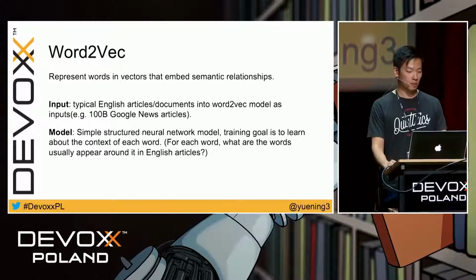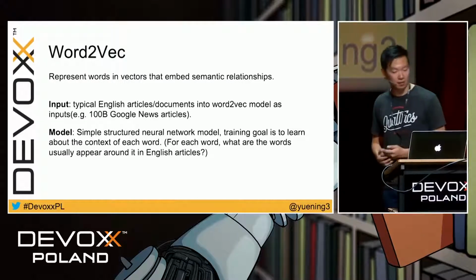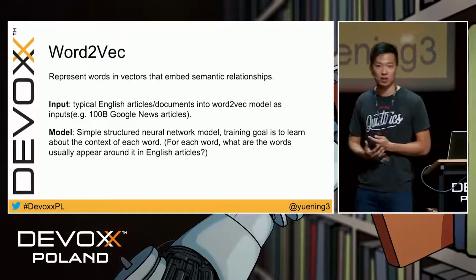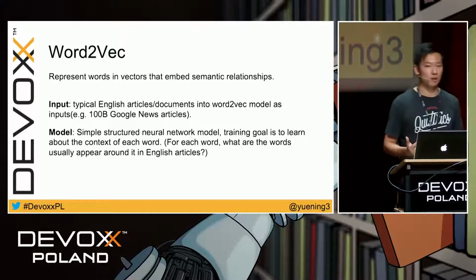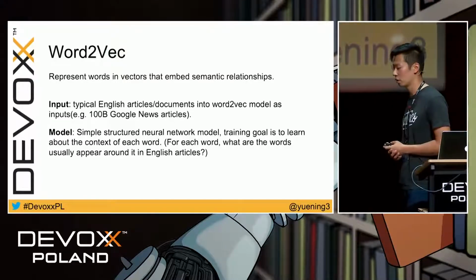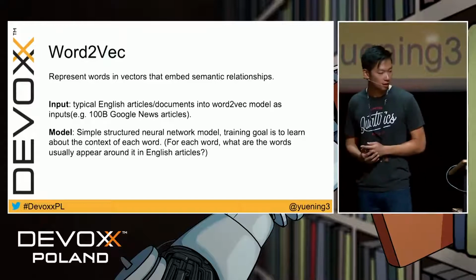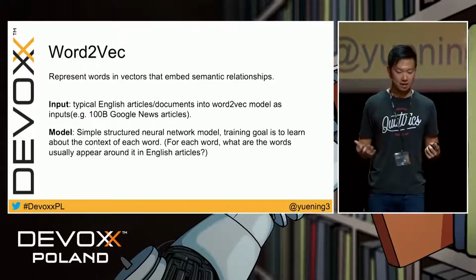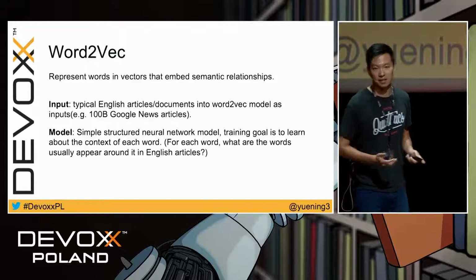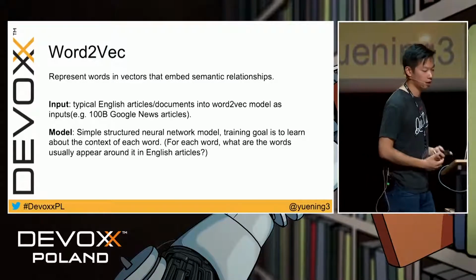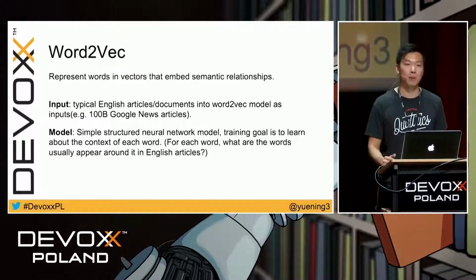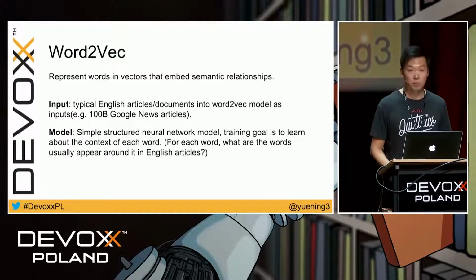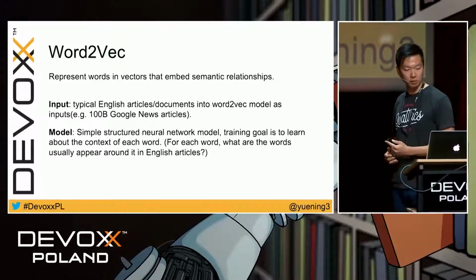For the input of this model, it just has one assumption: that typical English articles or documents get fed into the model. There's no special processing required, and there's no special labeling required. With that, you can feed in a lot of data into the model, and you can easily find this data through news, books, articles. Later, we'll actually see some examples from a model that's trained with 100 billion words of Google News articles. Okay, that's the input. What about the model?